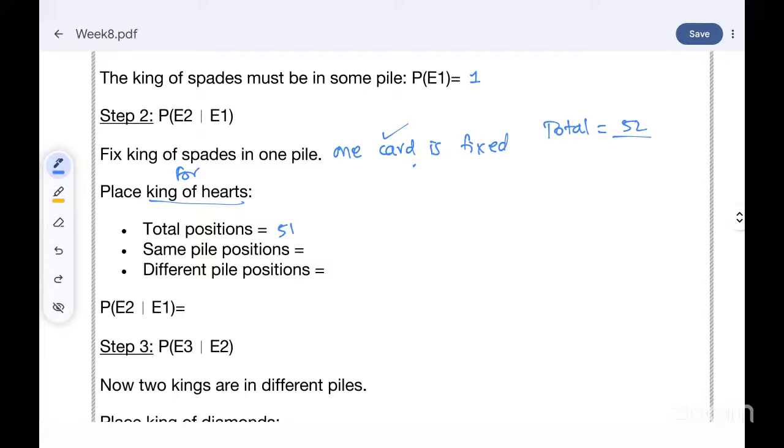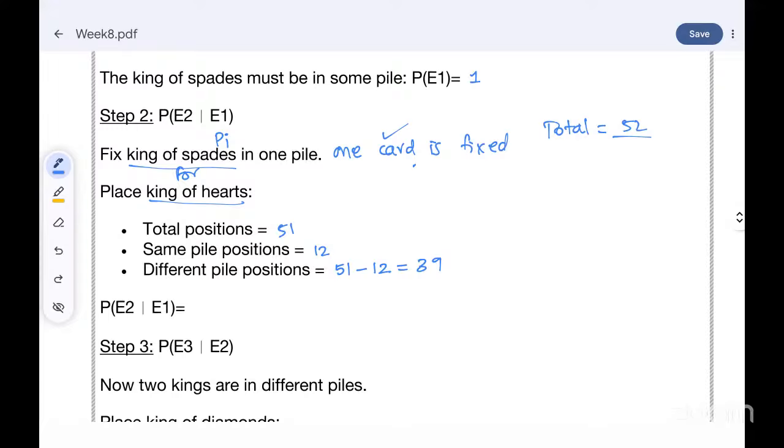Suppose the king of spades is in some pile Pi. In the same pile, how many positions do you have for the king of hearts? 12. Yes, exactly. But we want the king of hearts in a different pile. So for a different pile, how many positions? How do you find that? 51 minus 12. So how many? 39. Is this clear for everyone?